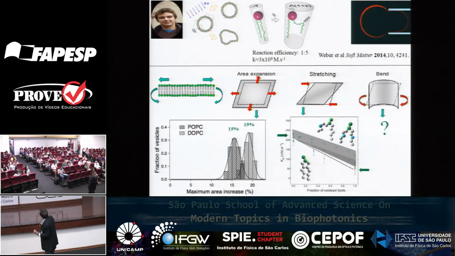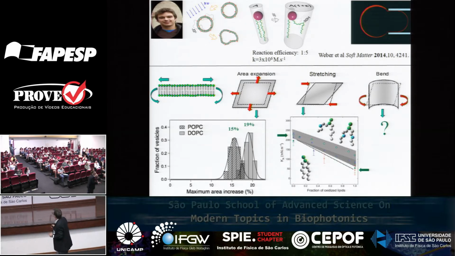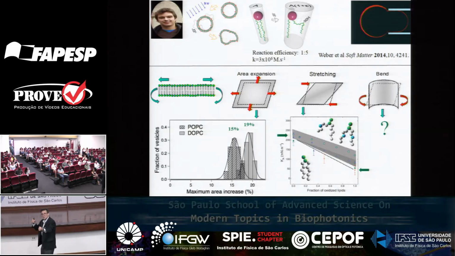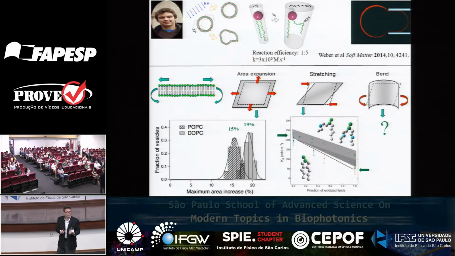We are also able to see maximum expansion. A lipid that has 2 double bonds, the DOPC, expands a maximum of 20%. So this is an expansion of the lipid. POPC has 1 double bond less than that. But we also measured the stretching modulus. Is it easier for the membrane to stretch when it's oxidized compared to when it's not oxidized? Yes, it's a lot easier.